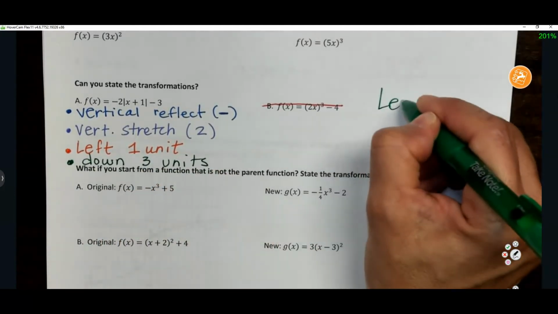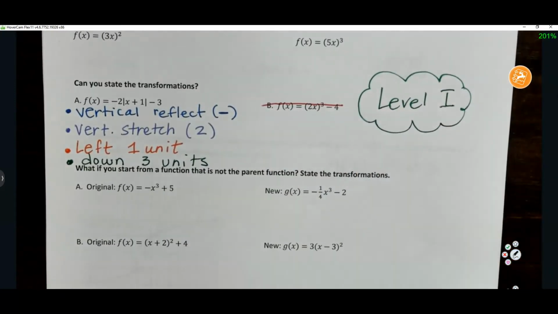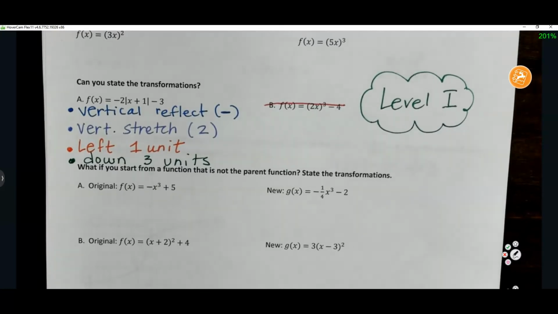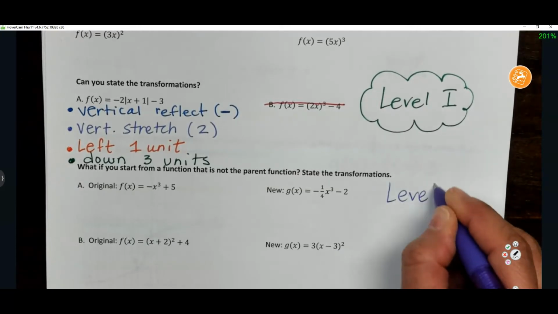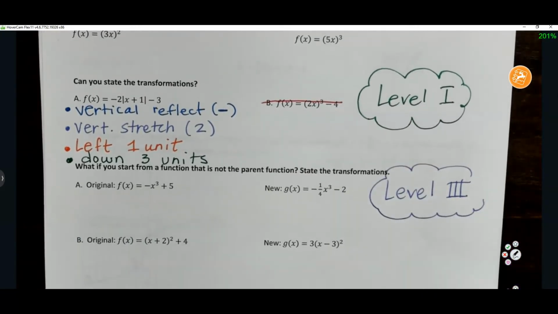By the way, this is level 1. So when you see this on Tuesday, this should not be giving me problems. All right. This next part down here, y'all, this is actually level 3. We're going to talk about this. Absolutely. But not yet.